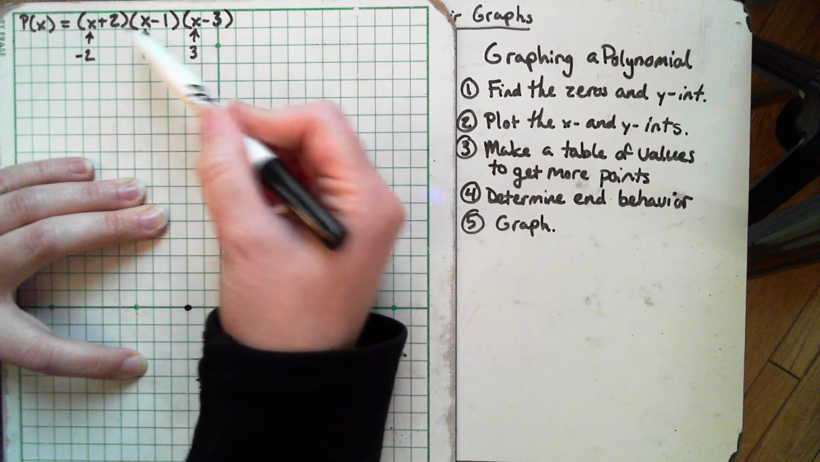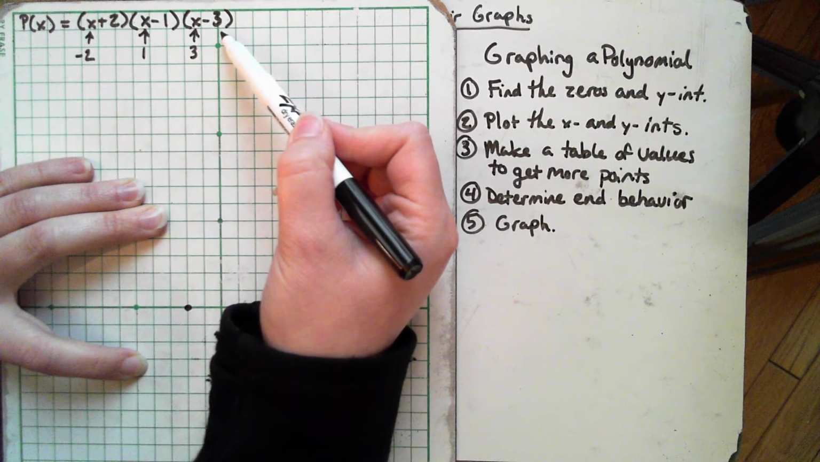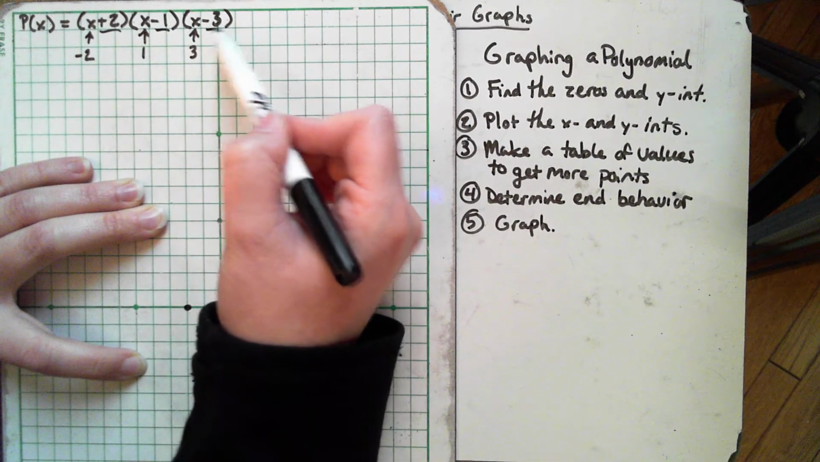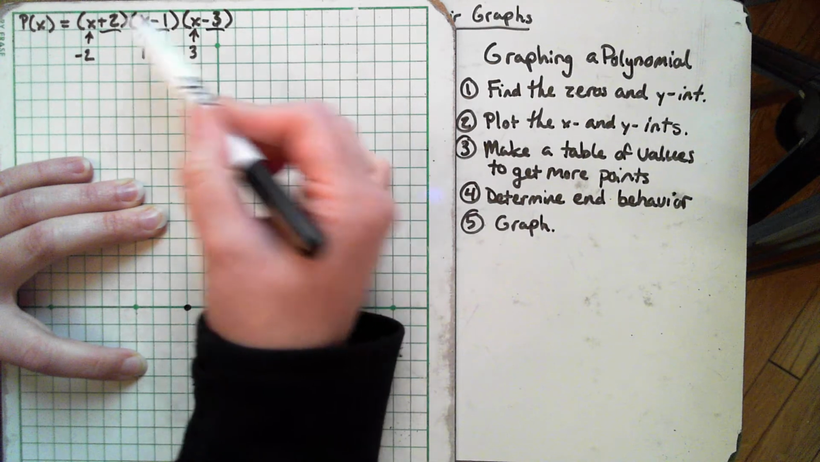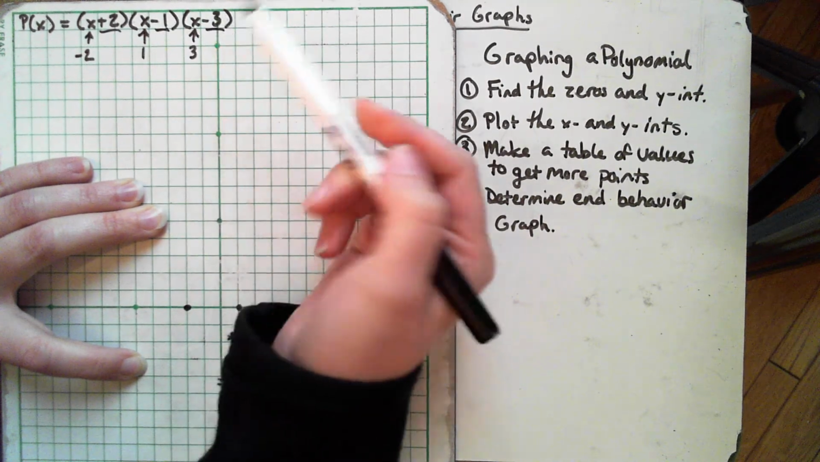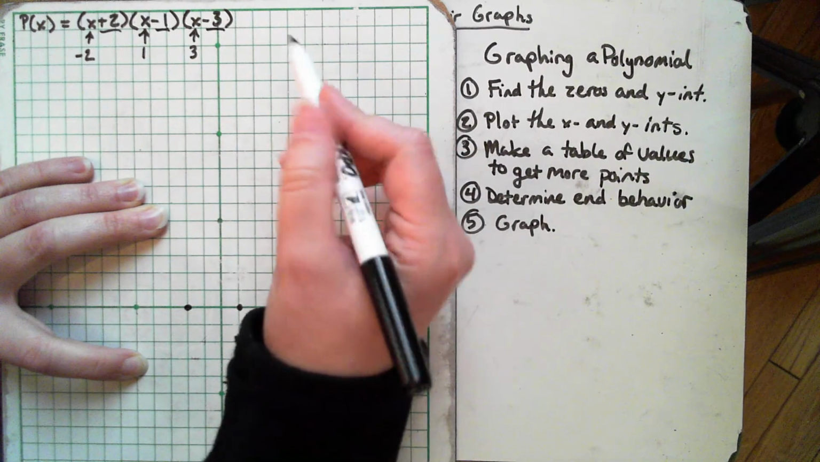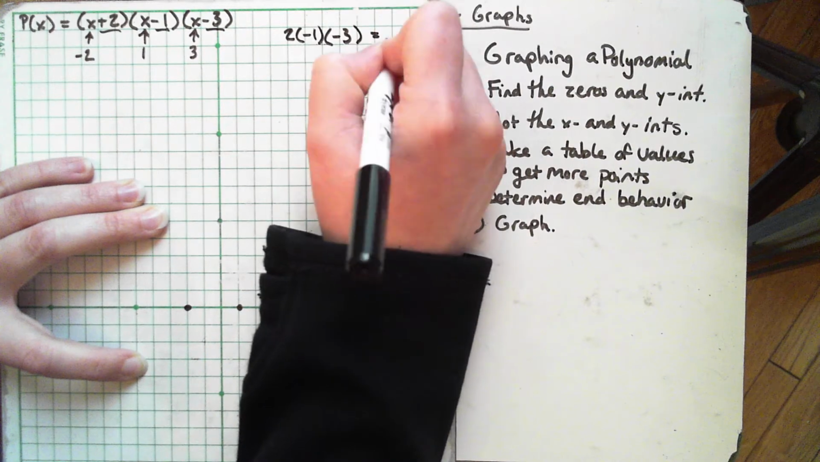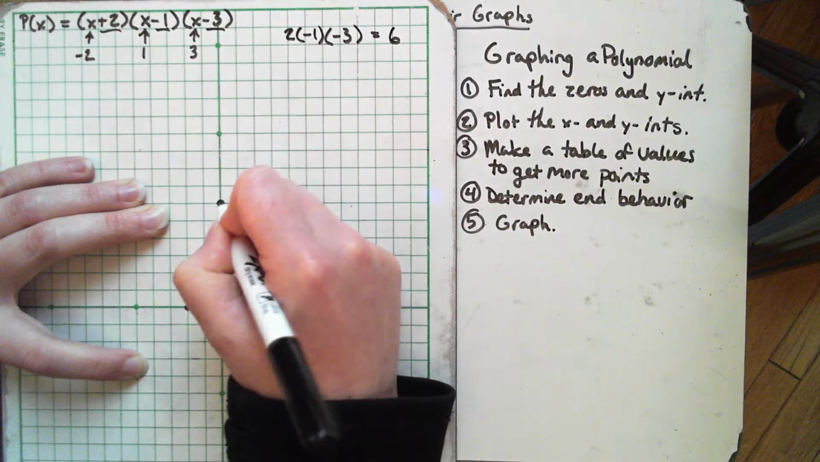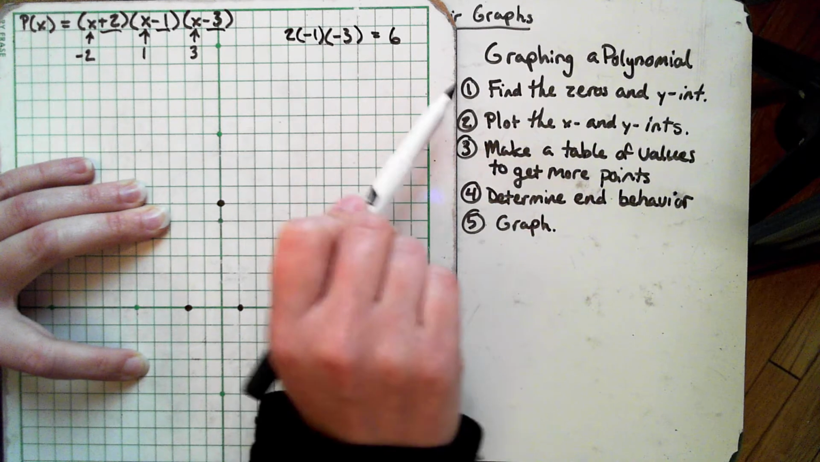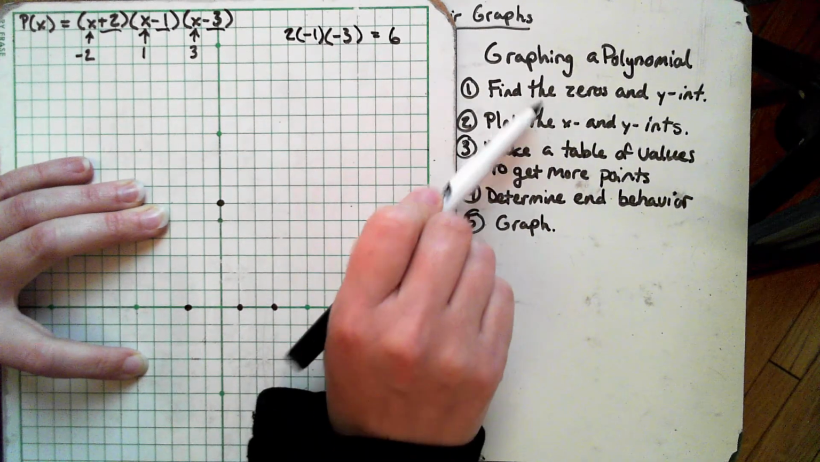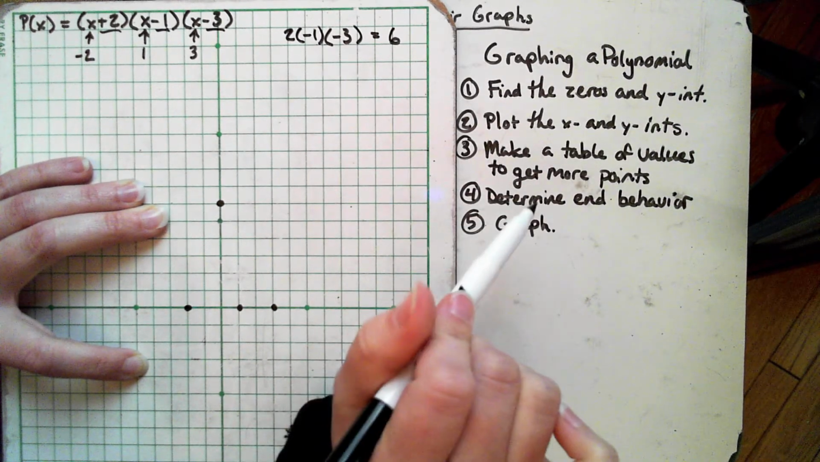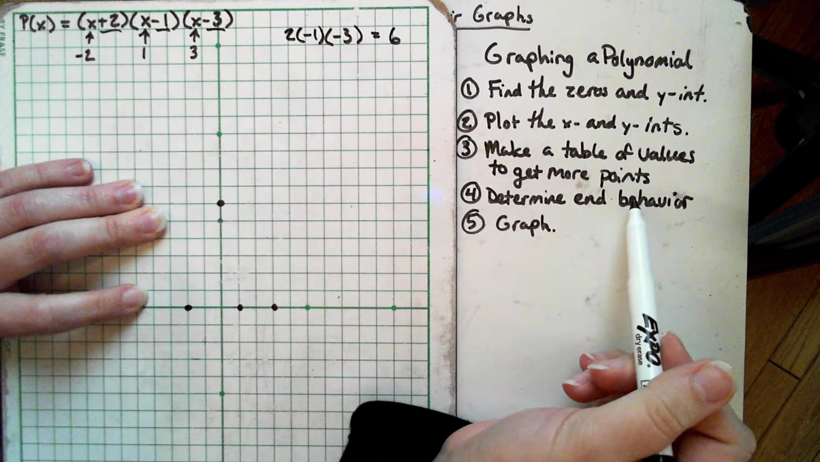Now, the y-intercept is much easier to see if this was multiplied out. It's going to be created by multiplying 2 times -1 times -3. So if they give it to you in factored form, you can just multiply all of the plain numbers together, and that will get you the y-intercept. So 2 times -1 times -3 is positive 6. So my y-intercept is 6. So I've now done step 1 and step 2. I found the zeros and put them on the graph, and I found the y-intercept and I put it on the graph. Now I can make a table of values to get more points.